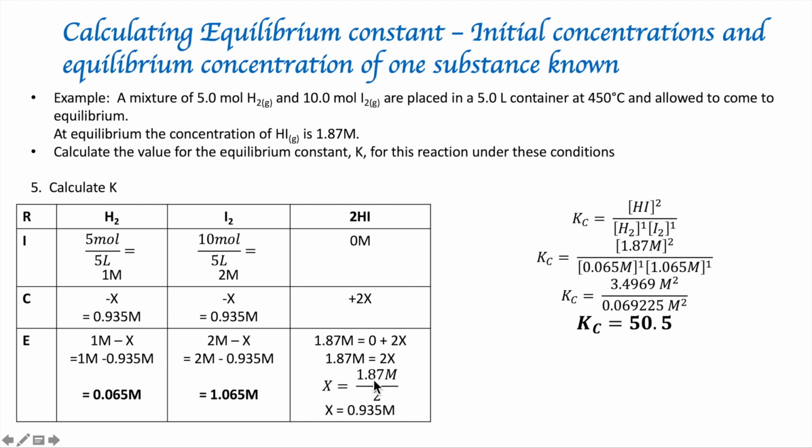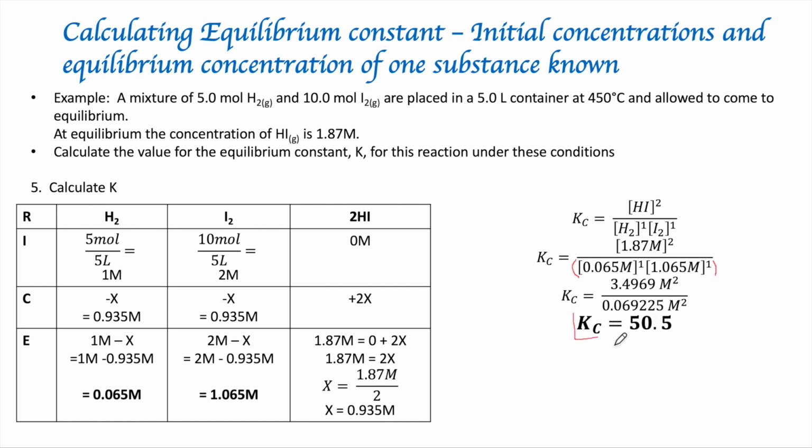So 1.87 molar, that was the concentration right here, so I'm going to plug that in for my molarity. The same thing for my iodine, 1.065 molar, and my hydrogen was 0.065 molar. So I'm going to take 1.87 squared, and what I would recommend doing is to close this up in parentheses, divided by 0.065 times 1.065, close parentheses. And when you work this out, you end up getting a value of 50.5.